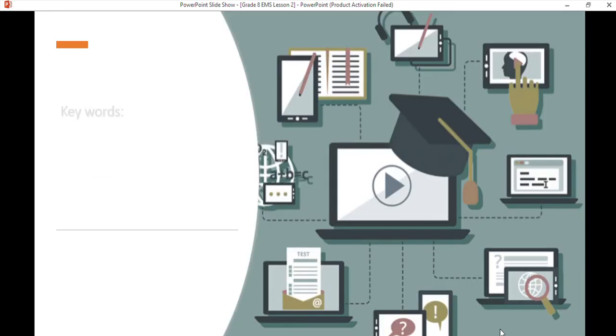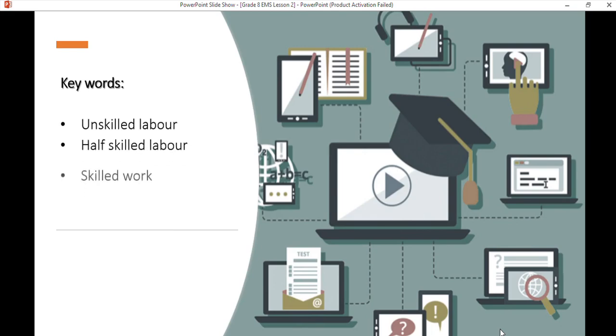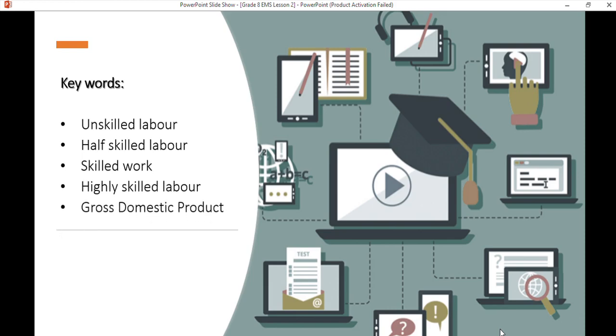So let's look at some keywords that you need to be able to do or define after this class. You need to define unskilled labor. What is that? Define half-skilled labor, skilled work, highly skilled labor, and you have to define gross domestic product, or abbreviated as GDP. Okay, so write down each key term and give a brief definition of each. Do this in your script right now, and take some time now, 2 minutes, pause this video, complete it, and then you can continue with the video.